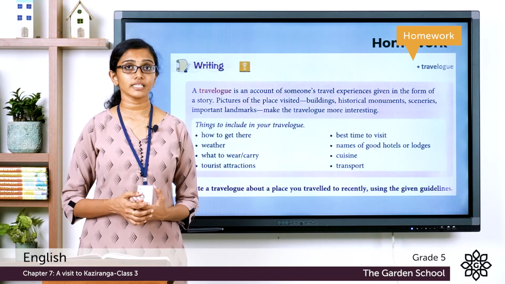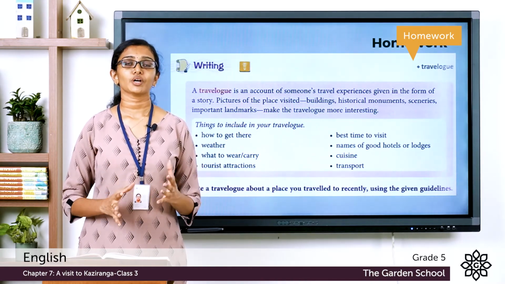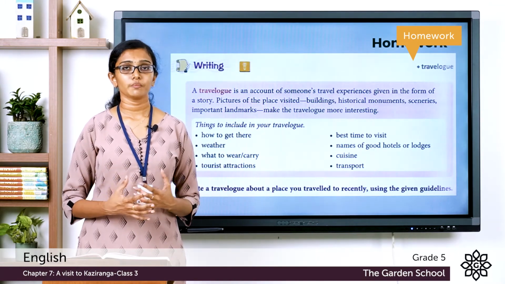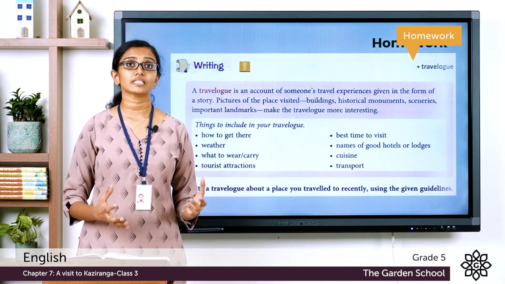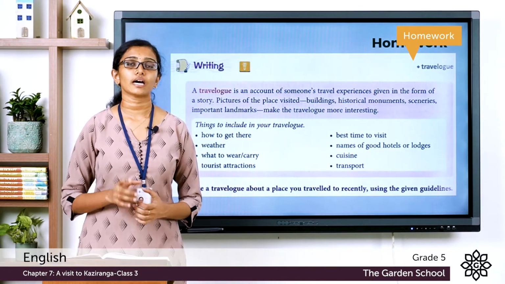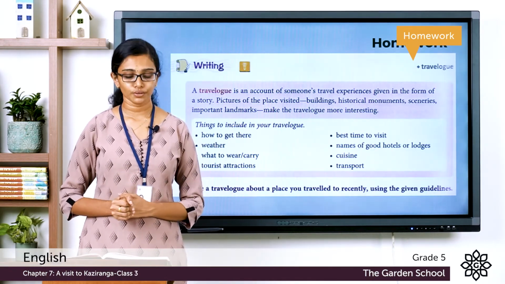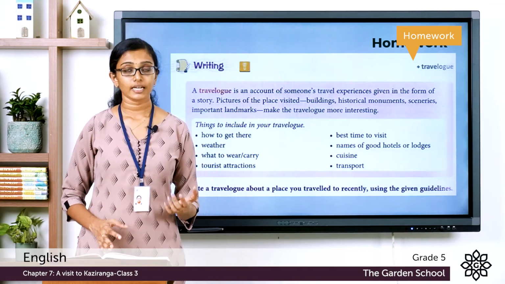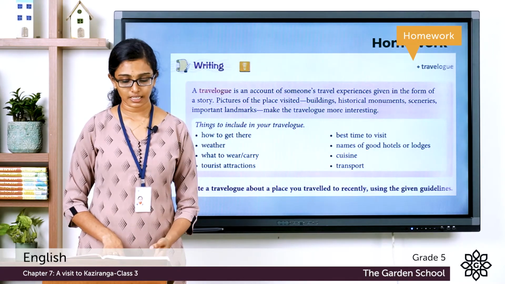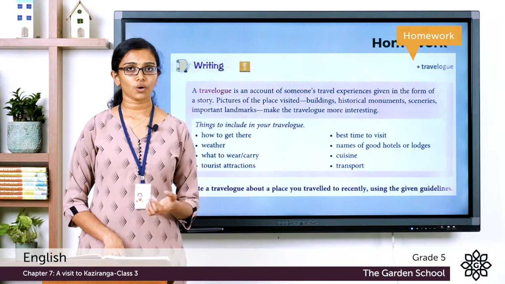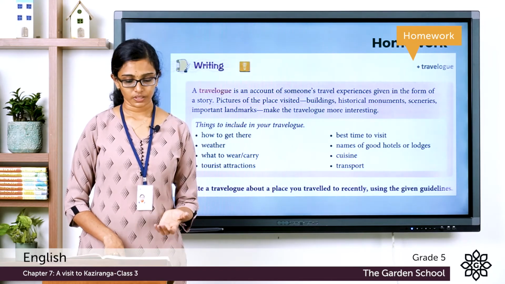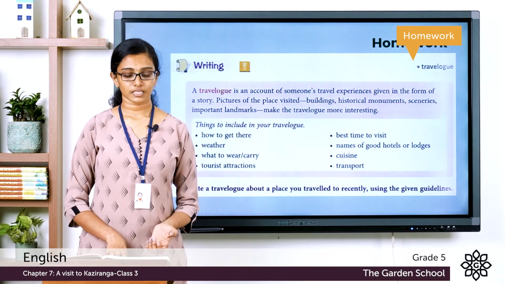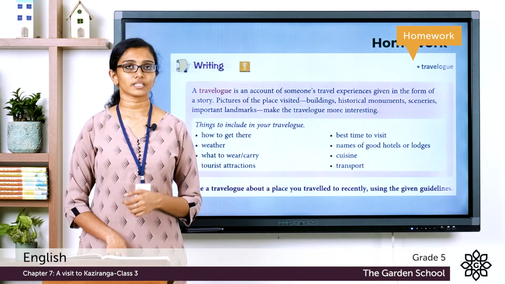Imagine you are traveling to a place and you have all these experiences and you are going to write about it. You are going to write about the journey and about all the people and all the sceneries and all the experiences that you had there, and that is called a travelogue. So let me read out a note to you. A travelogue is an account. Account means a description. A travelogue is an account of someone's travel experiences given in the form of a story. Pictures of the place visited, buildings, historical monuments, sceneries, important landmarks make the travelogue more interesting.